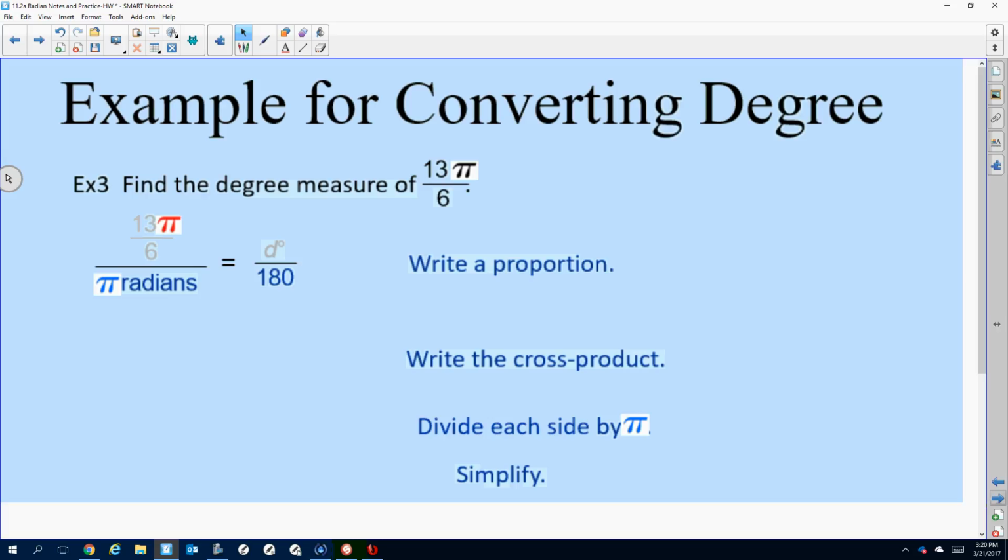All right, so I need you to add this. Now, we're going to convert from degrees to radians, and then sometimes I'm going to ask you to go from radians to degrees. All right, so I need you to copy this down.